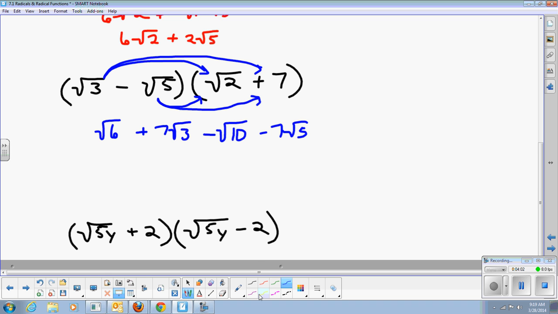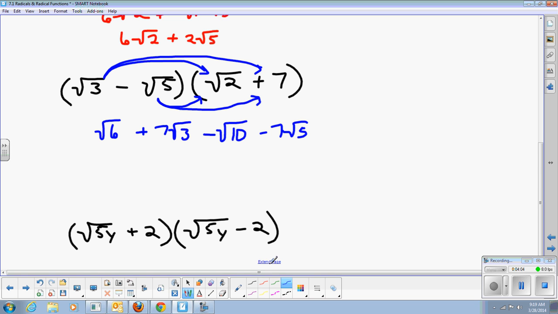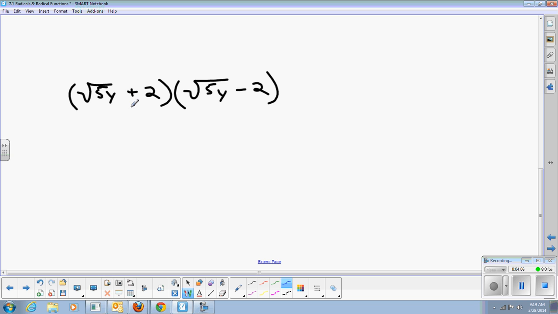All right, one more example that I'd like to show you is here I have a binomial times a binomial. Now this one has a pattern. I wonder if you can recognize this pattern. I have the square root of 5y plus 2, and notice I have the square root of 5y minus 2. This is the product of a sum and a difference.